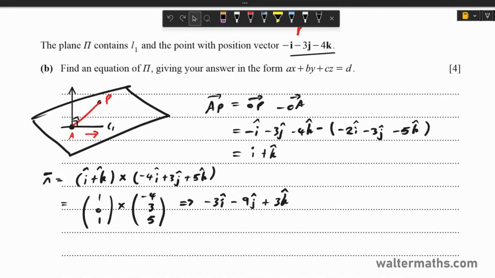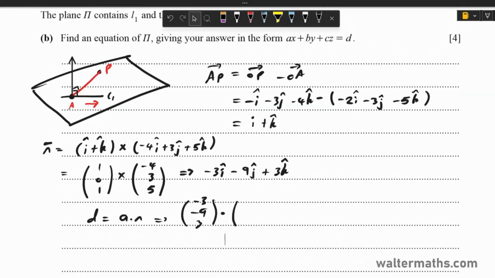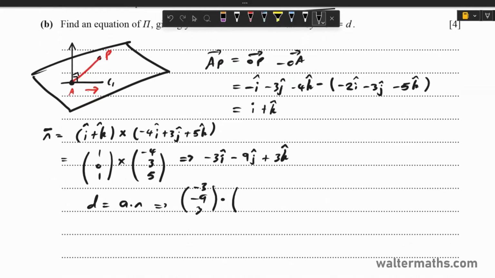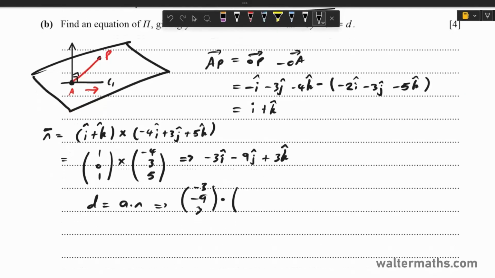Now we also need to find d. d is found by a dot n, which would be the scalar product. So basically minus 3, minus 9, 3 dot product with a, which is a point on the plane, and on the plane we can use either the point P or the point A. Let's use the point P, which has scalars minus 1, minus 3, minus 4.